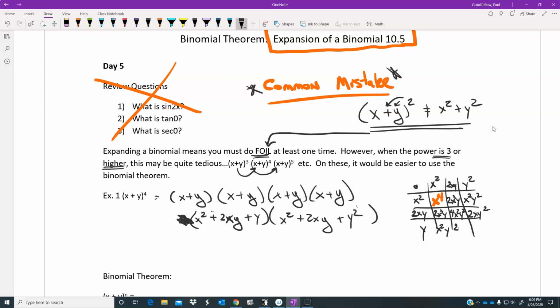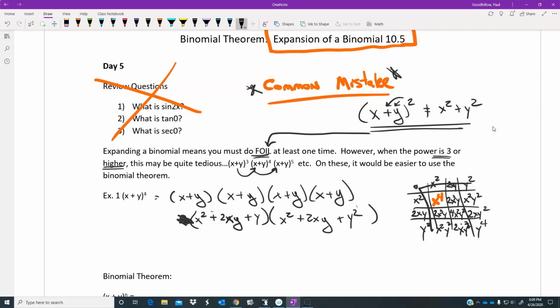This would be 2xy squared. I know you're trying to follow along. There's a lot of them here. And then y finally to the 3rd. Sorry, I've got to make sure I get this right. 2x squared y squared, 2x squared y to the 3rd. And this would be y to the 4th.